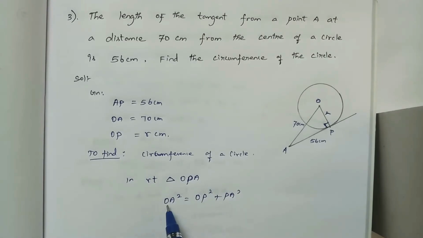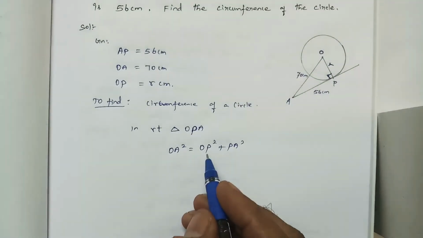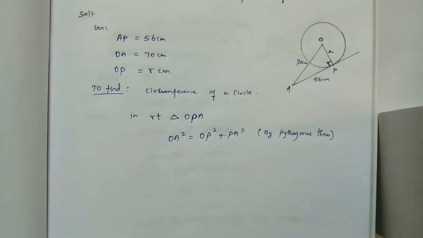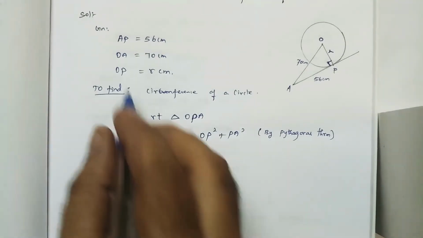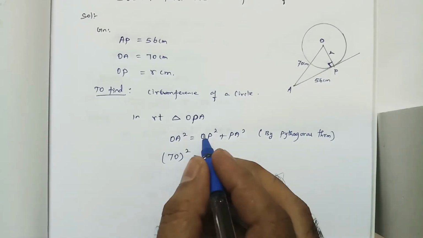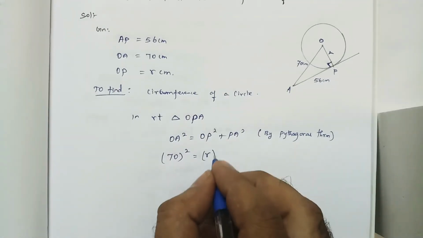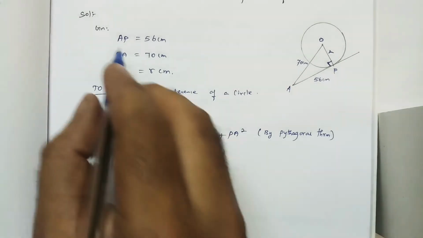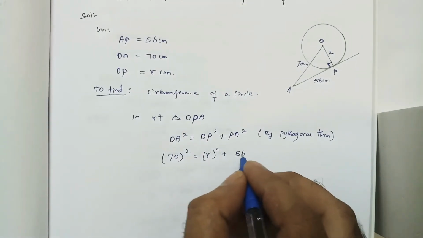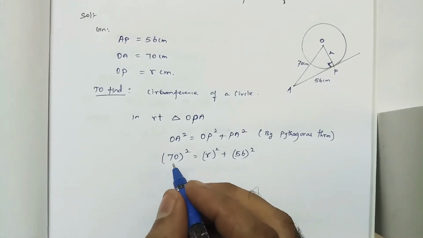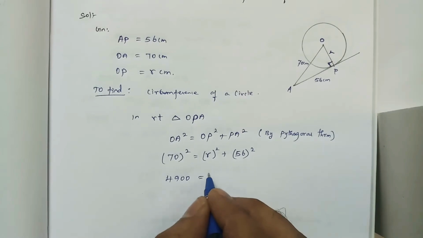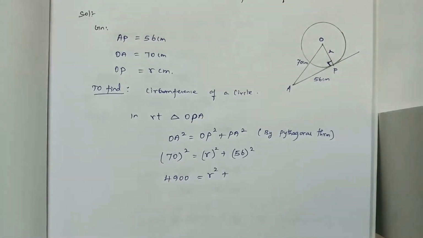In right triangle OPA, OA square is equal to OP square plus PA square by Pythagoras theorem. What is the value of OA here? OA is 70 centimeter. So 70 square is equal to OP, which is r, r square plus PA square. PA is 56, so 56 square. What is 70 square? 4900 is equal to r square plus 56 square.